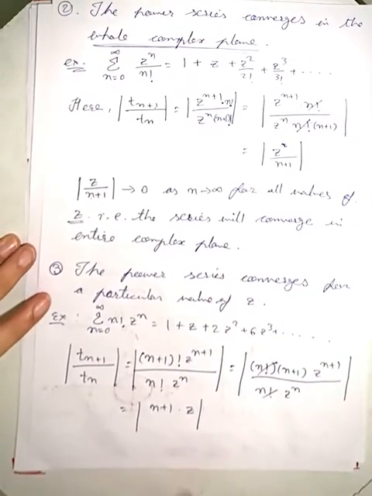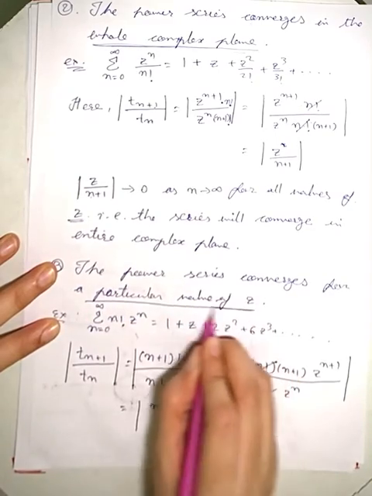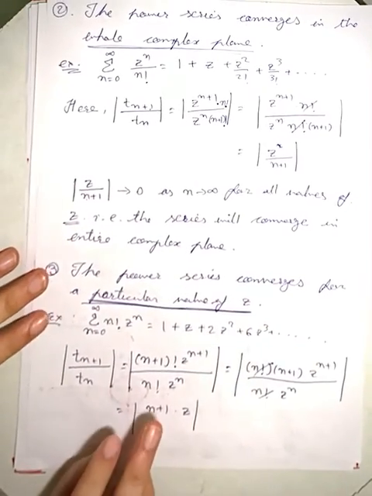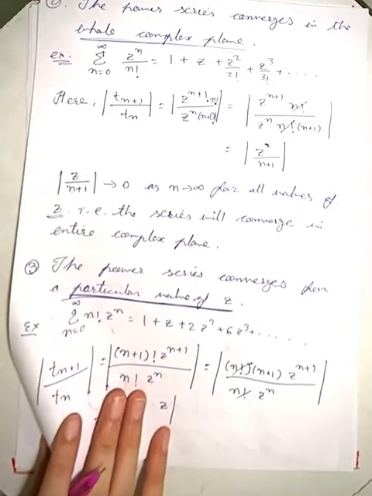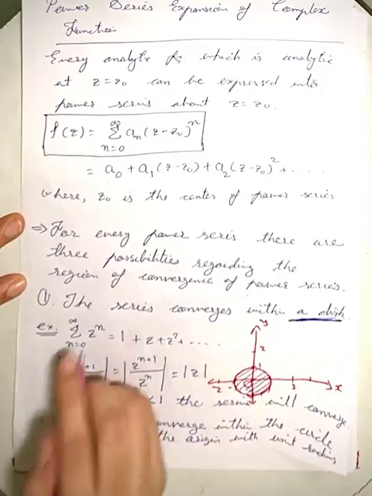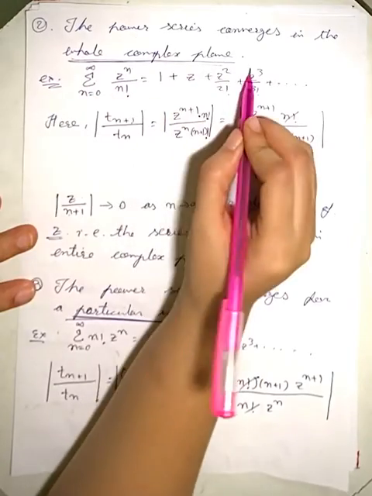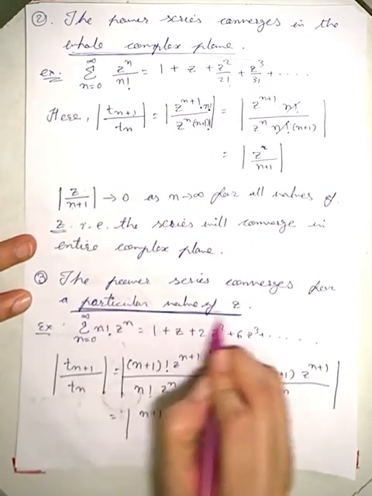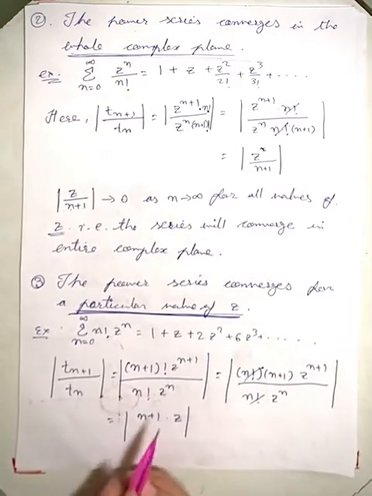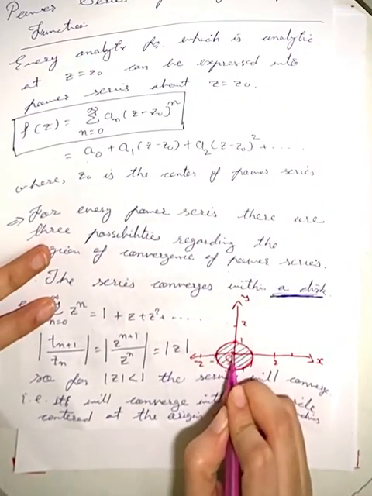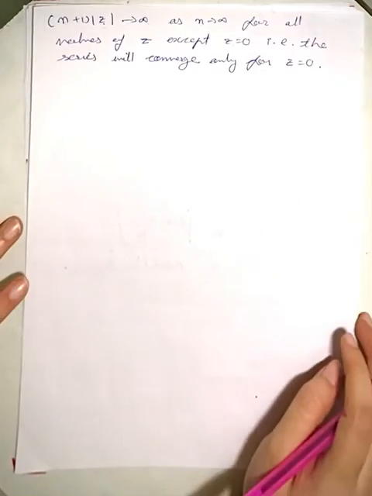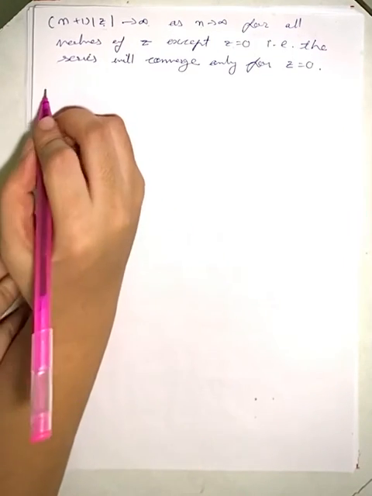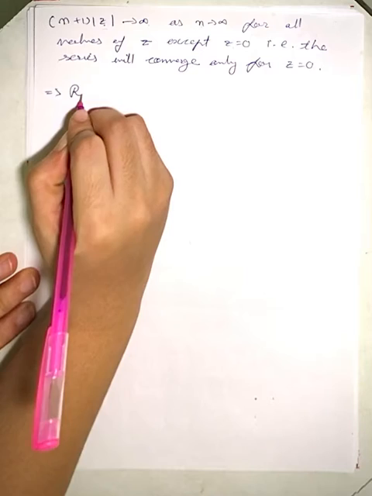So this is the third type of convergence, in which the power series converges only at a particular value of z. So there are these three types of convergence for the power series which we should know: it converges within a disk like this, or it converges in the whole plane, or it converges only at a particular value of z. Like in this case, it converges only at the origin, and it will diverge everywhere else. Now once we know this, it is very trivial and very quick to understand the radius of convergence.